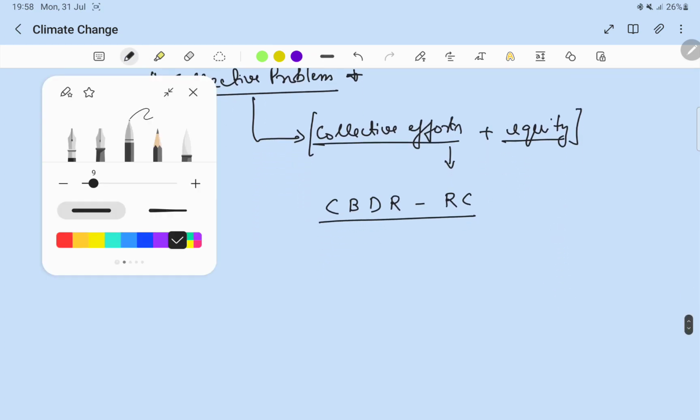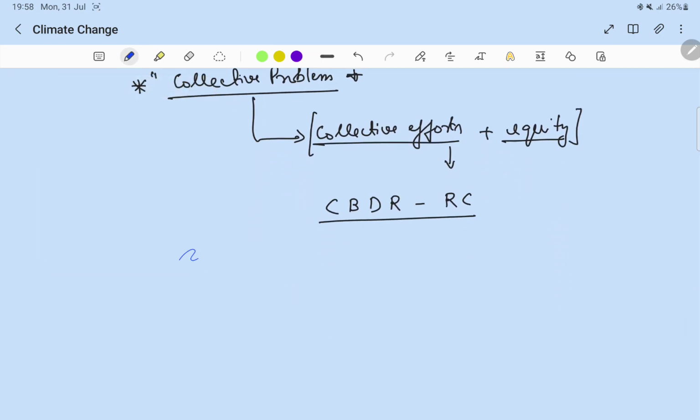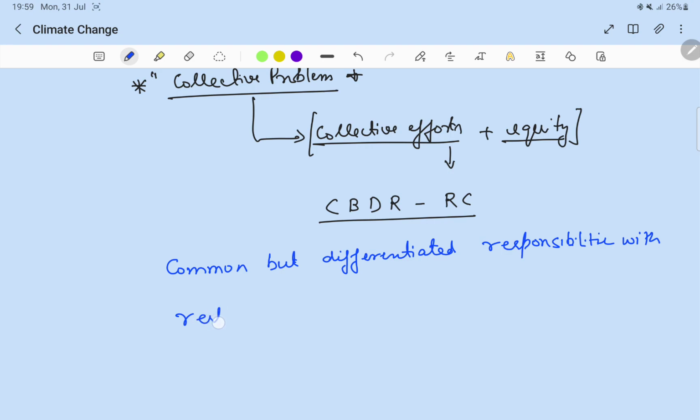I may write here with a different pen: common but differentiated responsibilities with respective capabilities, along with climate finance.